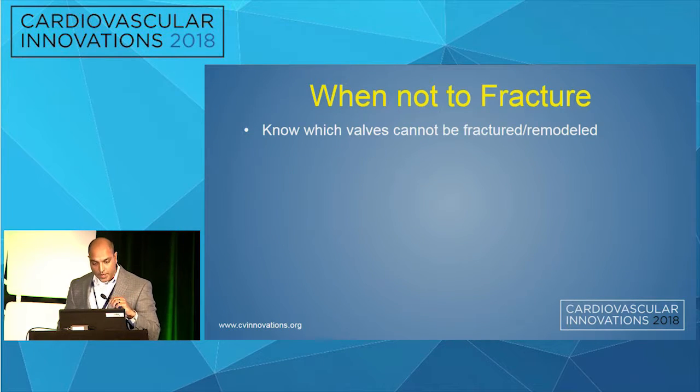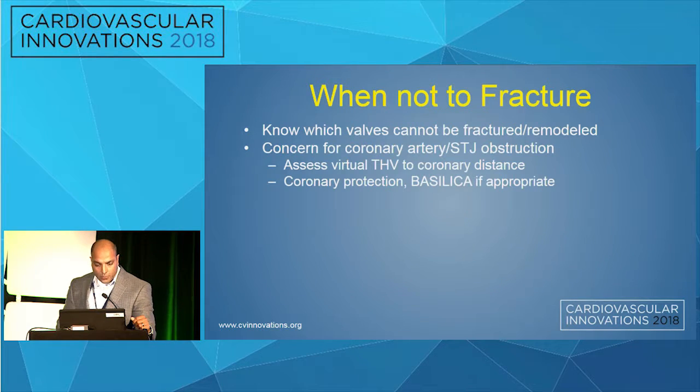When should we not fracture a valve? Well, again, we just need to know which valves we can fracture or remodel. If we have concerns about the anatomy, we need to know the STJ size and the LVOT size. We need to look at the coronary artery distances and assess our risk for coronary obstruction. And if coronary obstruction is a high likelihood, then maybe we need to protect the coronaries. We could do BASILICA. Maybe we ought not to fracture that valve. Although, I'll be honest, we have protected a coronary, fractured the valve, and then stented the left main, if the hemodynamics were poor after valve-in-valve TAVR.